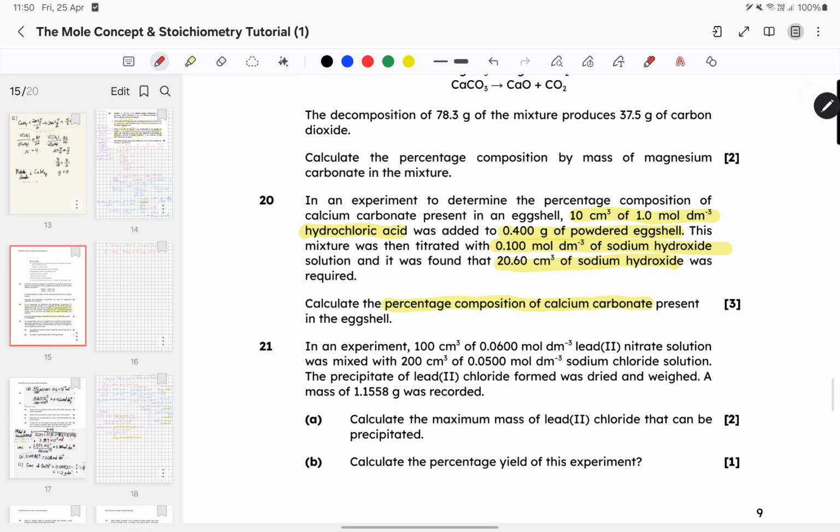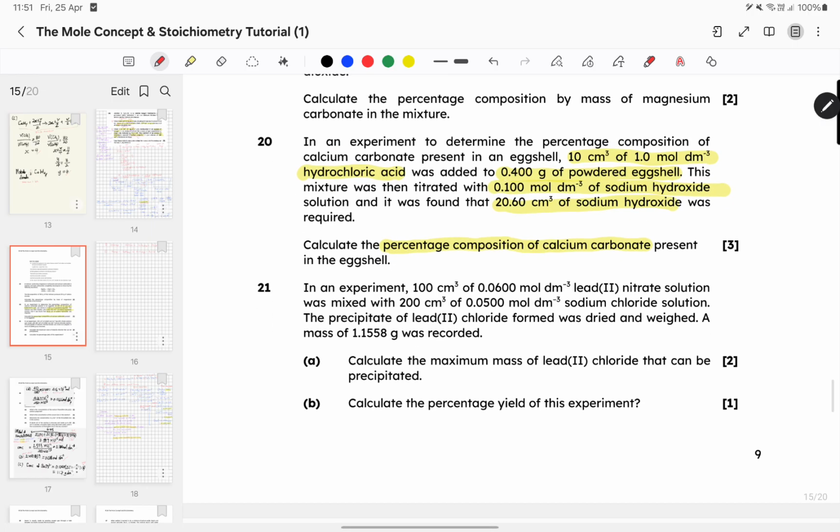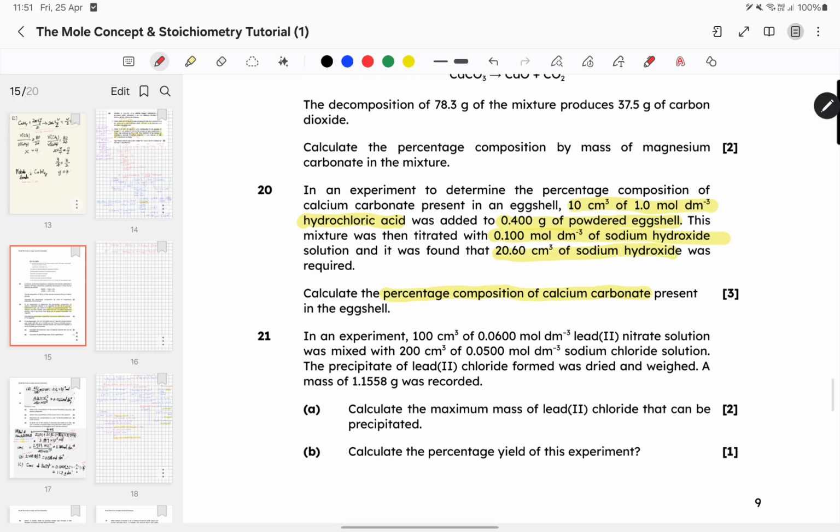Afterwards, you want to determine what is the excess and the limiting reagent for this reaction. For the first reaction, you realize that they did not specify very clearly what is the limiting reagent or excess reagent based on the question. But then you look at the second part, where they say that when it was titrated with 0.100 mol per dm³ of sodium hydroxide, 20.60 cm³ of sodium hydroxide is required.